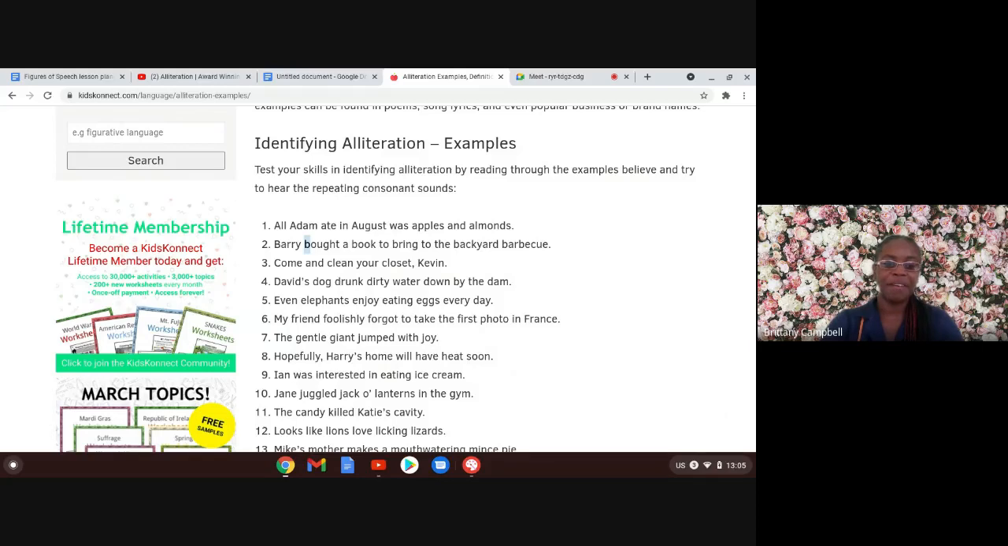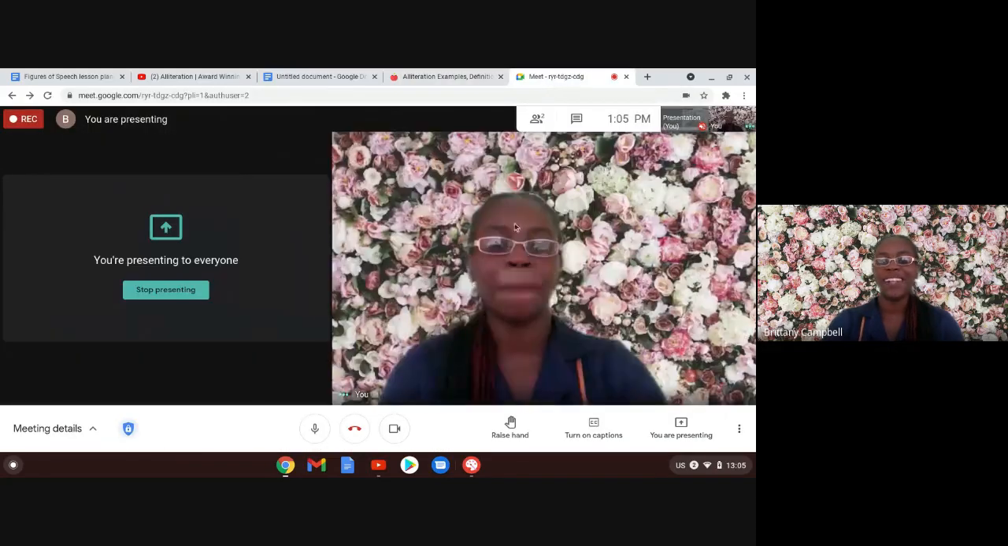Number 5, even elephants enjoy eating eggs every day. So those are some of the examples. Even number 12, I like this one. Looks like lions love licking lizard. If you realize that the letter L, we're getting it constantly throughout this sentence, right?